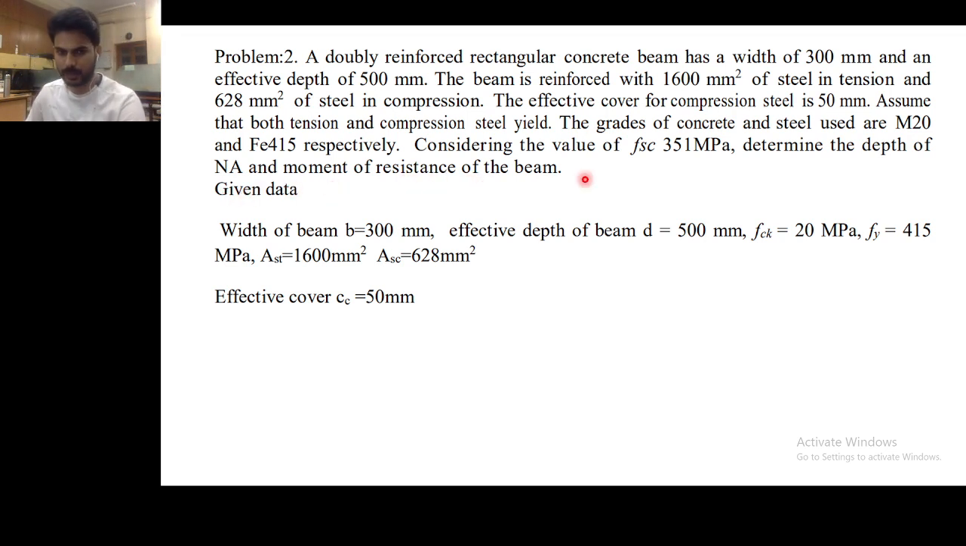So the maximum MR we have to calculate, and the neutral axis also. That is the question. Please try to solve it, and then we will see the answer.